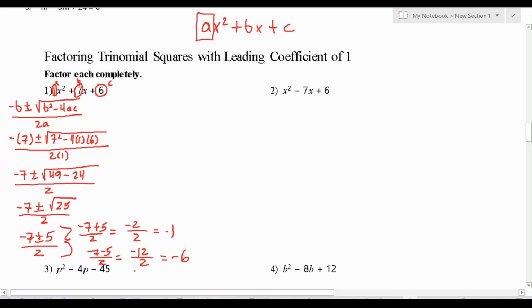So using the quadratic formula, we solved for the variable x, and as we can see, there are two solutions, notably negative 1 and negative 6.